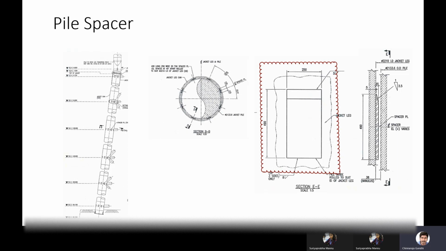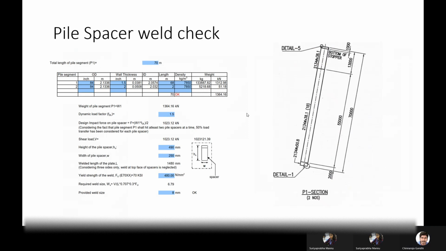Okay, now you got why we are considering only the 2 pile spacer. In the 2 pile spacer, 50% of the load has been considered for each pile spacer. So whatever the load, this one divided by 2 we are considering. That's why W into the dynamic factor divided by 2. So this is the shear load. See, this is 1023. This is the shear load.